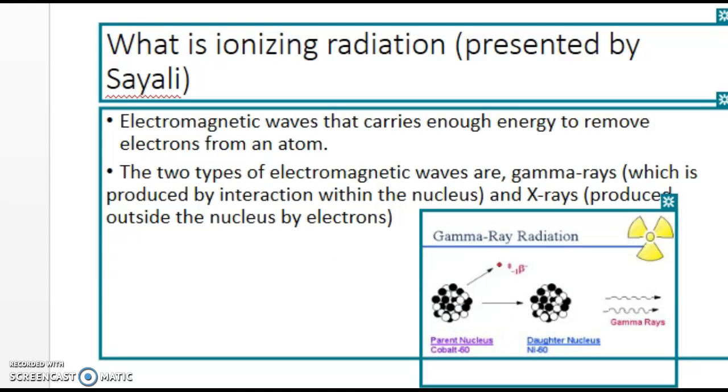What is ionizing radiation? Electromagnetic waves that carry enough energy to remove electrons from an atom. The two types of electromagnetic waves are gamma rays, which are produced by interaction within the nucleus, and X-rays, produced outside the nucleus by electrons.